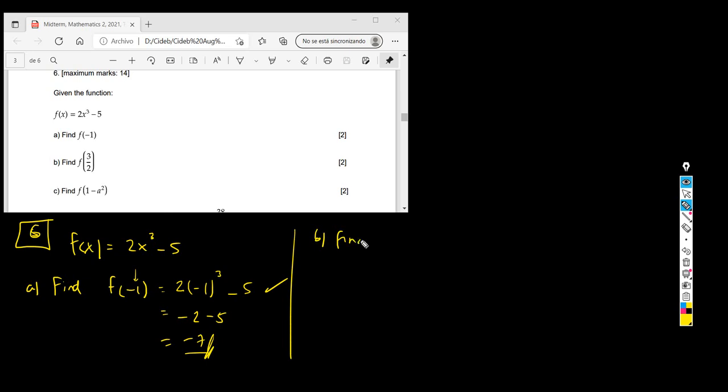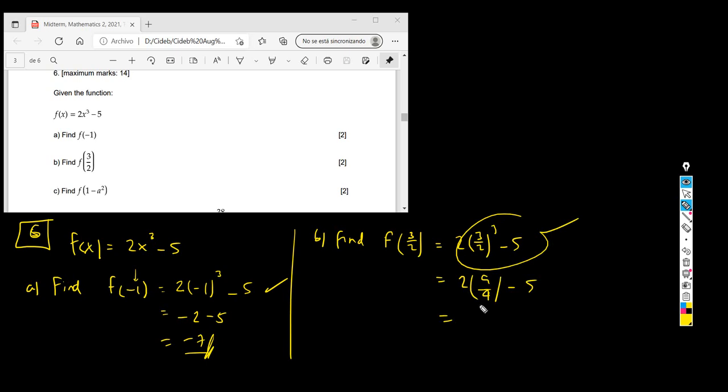B, find the value of the function at 3 halves. So that's going to be equal to this. And once again, as long as you wrote this, that's correct. And if you continued with the whole process, that's also right. What's this? That's going to be 18 over 4 minus 20 over 4, which is minus 2/4, which is minus 1/2. If I'm correct, yes, it's minus 1/2.